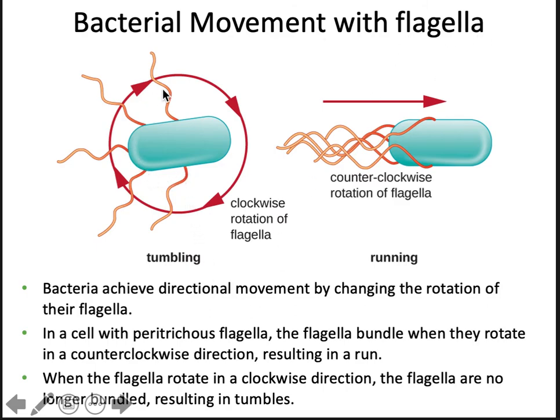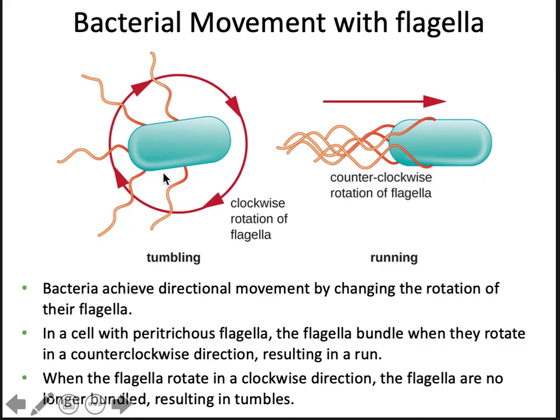All of the flagella have to be moving in the same direction at the same time. So they'll bundle together and they'll move in the counterclockwise direction, and that will propel the bacteria forward. If one or more of the flagella starts to rotate in the clockwise direction, it'll cause all of the flagella to separate, and that will cause the bacteria to tumble. Whenever the flagella start to all go in the counterclockwise direction again, it will propel it forward.